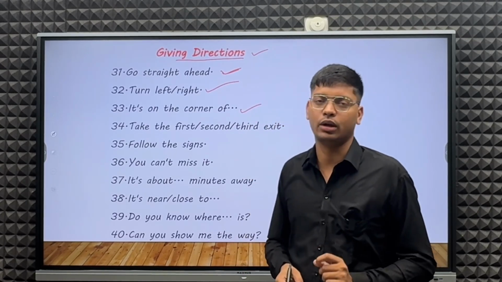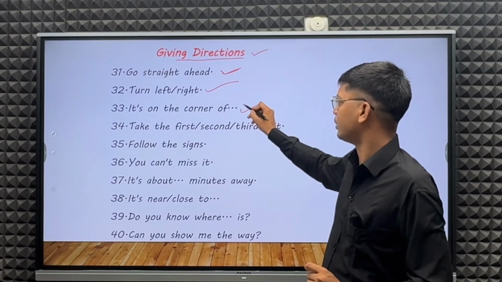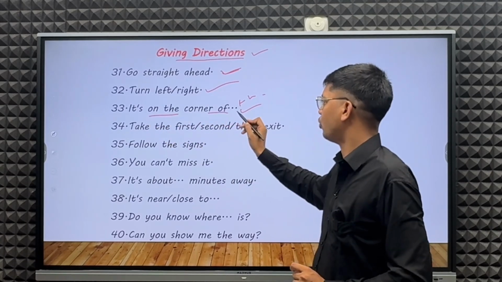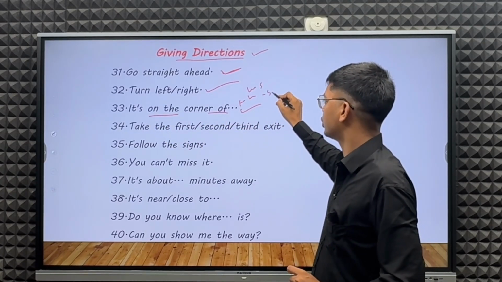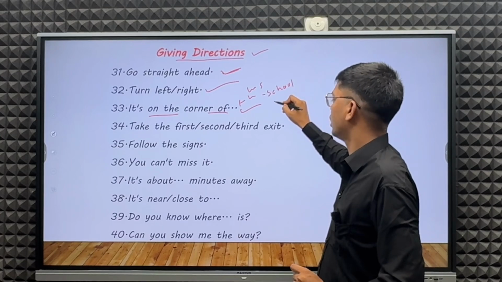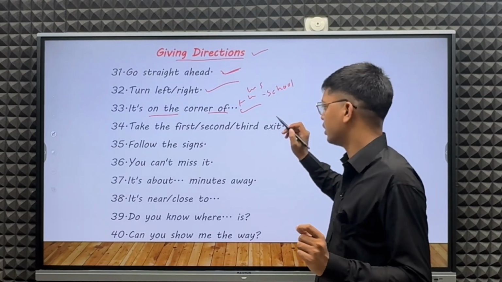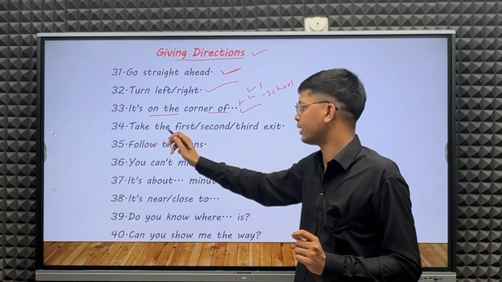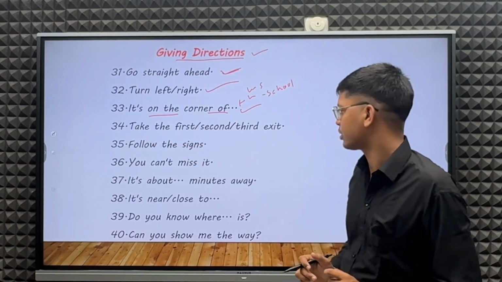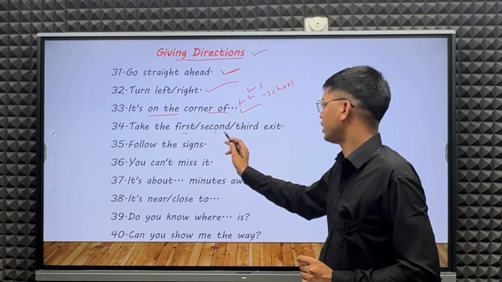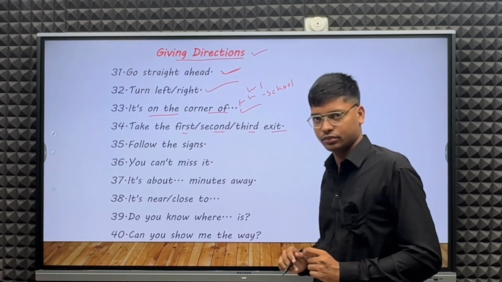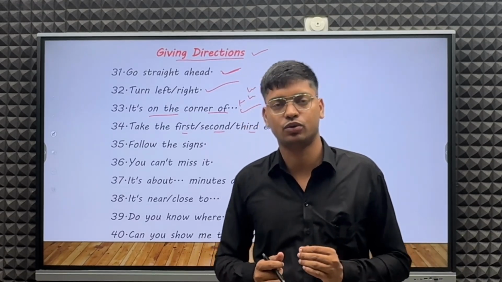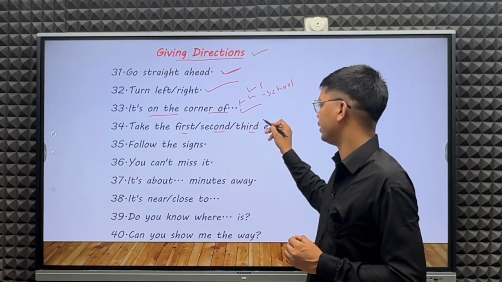It's on the corner of, like, means you can use any other sentences here. So it's a corner of a hospital or school also, and other types also. So let's see. Take the first, second or third exit.